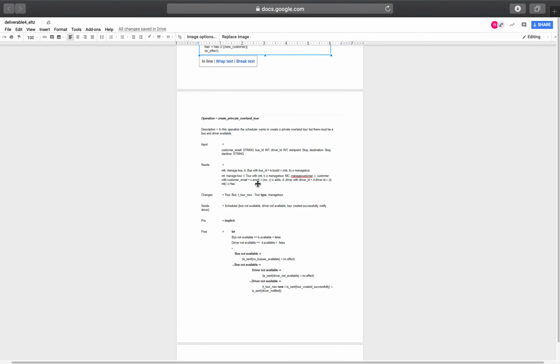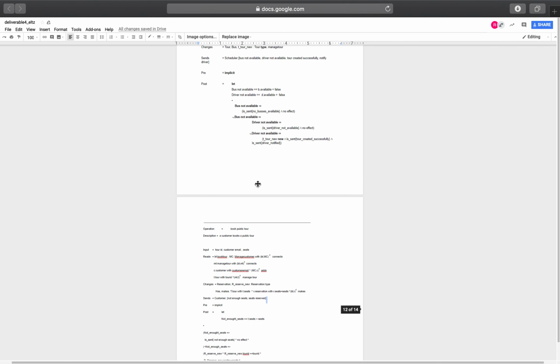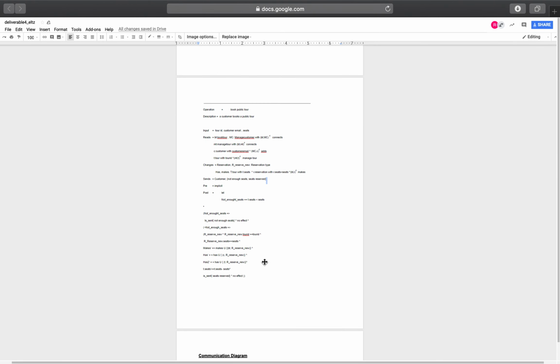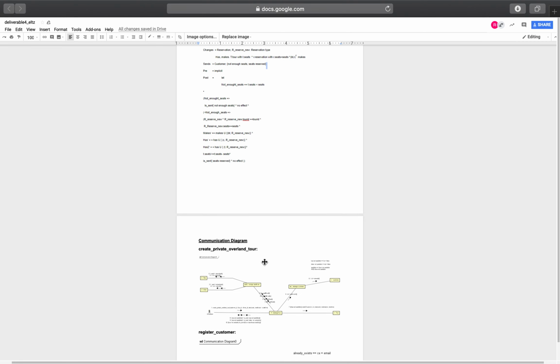Save a private overland tour, not really many changes. Book tour, still the same.